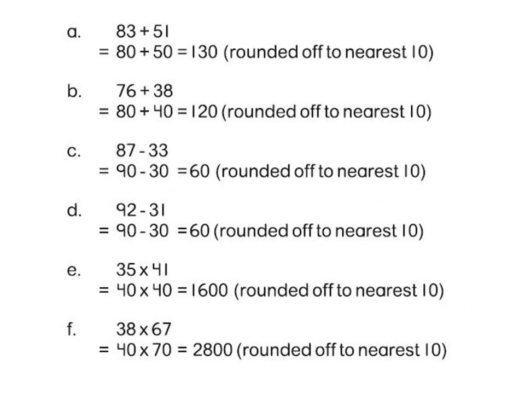So look at question number E. 35 into 41. So rounding off 35 we get 40 and rounding off 41 we also get 40. So the estimated calculation will be 40 into 40, which is equal to 1600. So likewise the other calculations are also done.